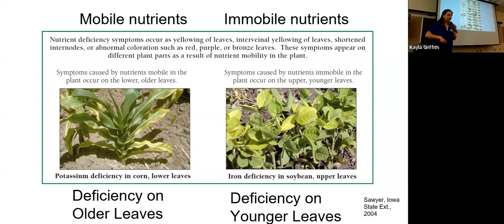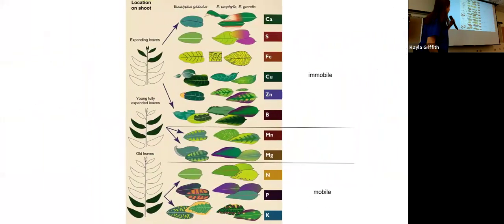Here in your slides, there's a chart which is a little too small because it's a portrait and the slides are landscape. But you can find charts like this online for your study as well. The immobile nutrients are calcium, sulfur, iron, copper, zinc, and boron. And for those, you'll see the symptoms of deficiency in the new baby leaves first, the expanding leaves.